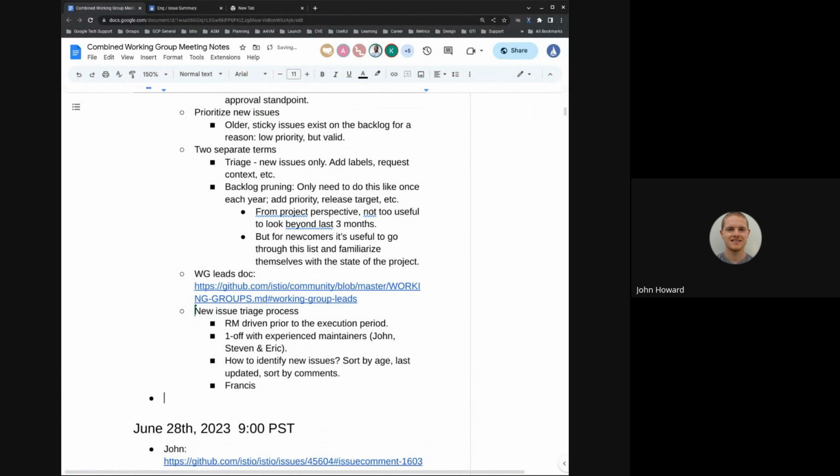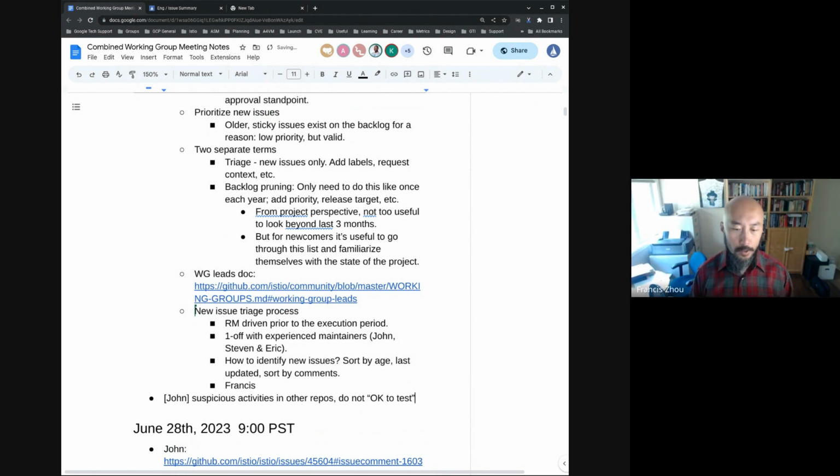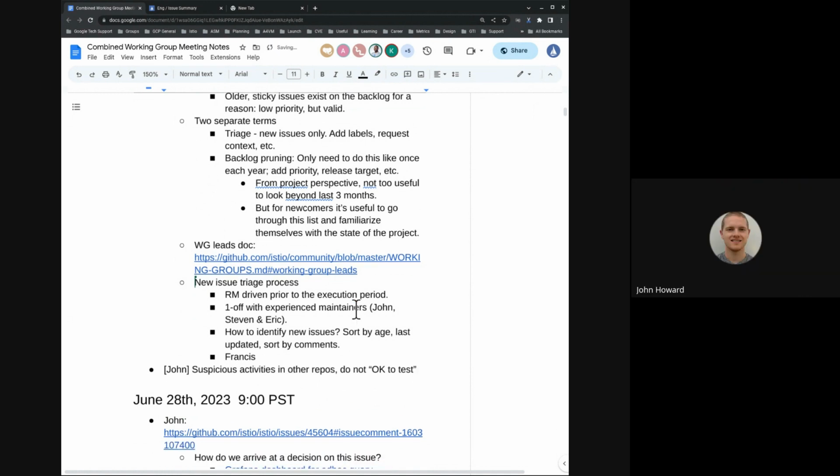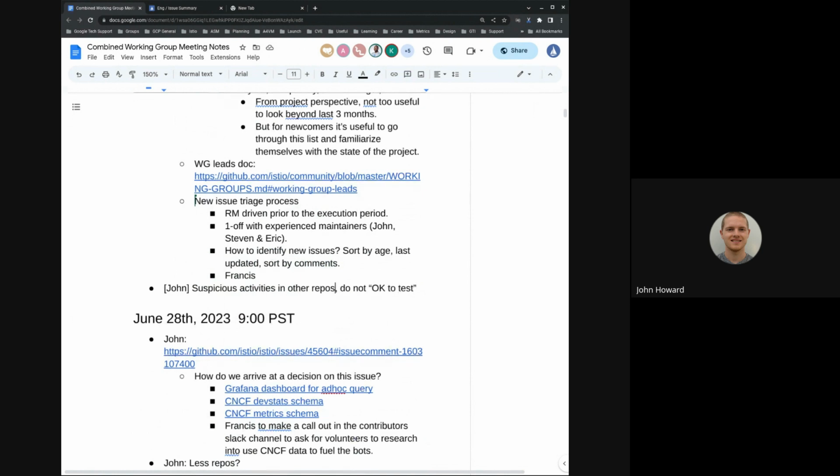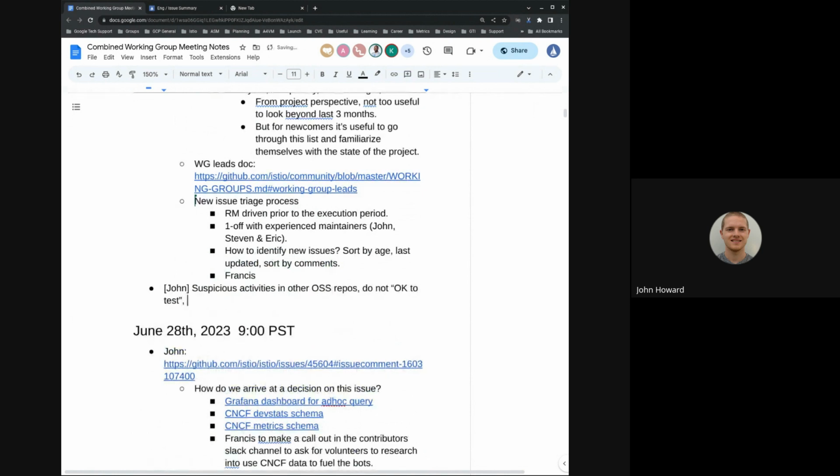There's been some suspicious GitHub activity, mostly in other repos than ours. If you see anything that looks weird, don't do the OK to test comment, and send a message to me or anyone else on the security group or any TOZ members, anyone really, even if you're not sure, just to be safe. When you say suspicious activities, do you have an example? Yeah, other open source repos that are adjacent to us. I don't want to give too many details just in case, but they're doing suspicious things in the pre-submit tests, trying to access secrets and whatnot.